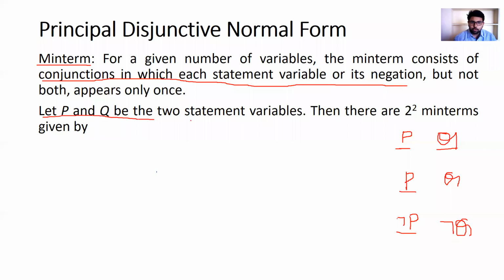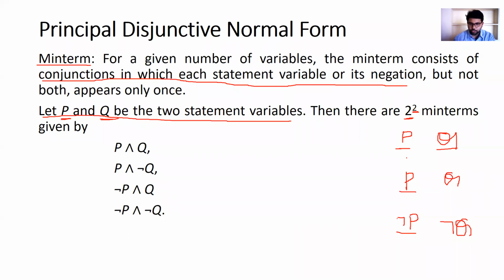Let P and Q be the two statement variables. Then 2 power 2 minimum terms will appear. Here 2 represents the two variables, that is P and Q. This other 2 represents true or false, and it never changes. The first 2 changes based on the variables that you take. So 2 power 2 gives 4 minimum terms: P and Q, P and negation Q, negation P and Q, and negation P and negation Q.